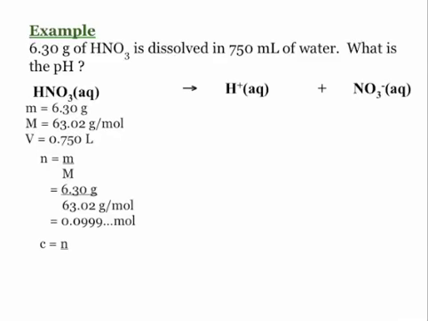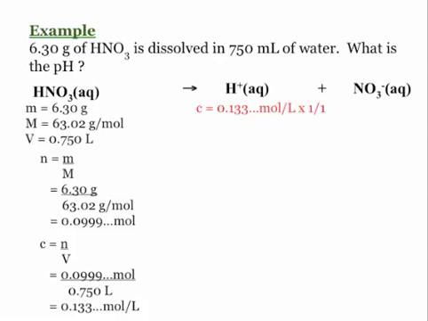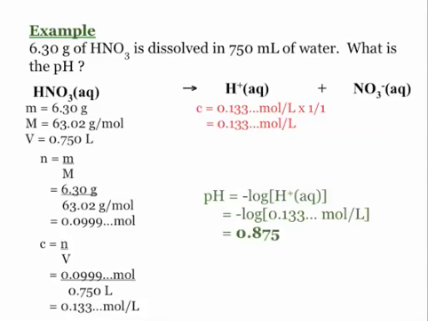So I do this calculation to figure out that I have 0.09 repeating moles. I use my concentration formula because I have my volume. And I should get a concentration of 0.13 repeating moles per liter, and that is the concentration of HNO3. Well, it's a 1-to-1 ratio for hydronium ions, which means that that is the concentration of hydronium ions. So the pH now becomes the negative log of the concentration of hydronium ions, and I should get 0.875 as my pH.